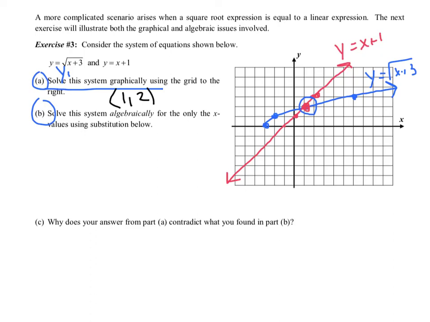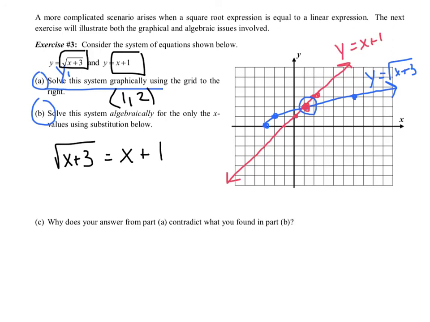So now, like I said, it says solve algebraically. Here's the deal. If this piece is equal to y and this piece is equal to y, the 2 functions must be equal to each other. So let me say that again. If this is y and this is y, then these 2 pieces must equal each other. Okay, if they're both equal to y, they're equal to each other.